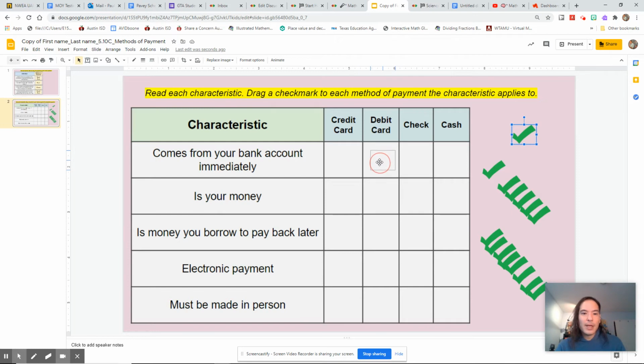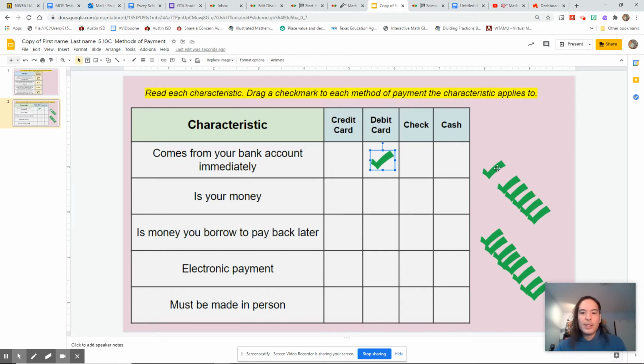In fact, comes from your bank account immediately. Sounds like a debit card. When I punch in my PIN, that is an immediate transfer from my account to wherever I slid the card and punched in the PIN.